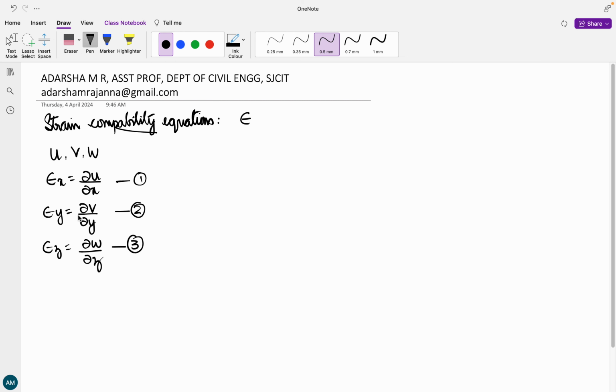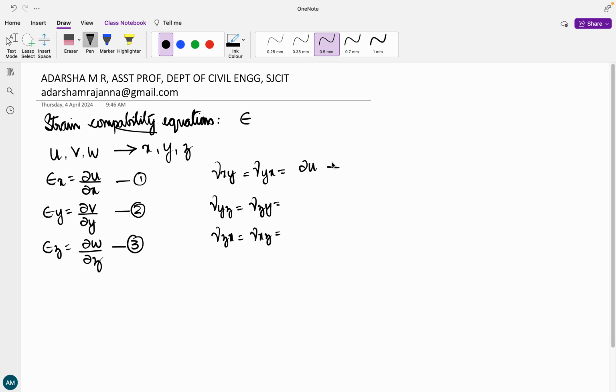Now these are the normal strains. Similarly, we have the shearing strain, which is represented by gamma. So we have three planes: gamma xy, which is nothing but gamma yx, then gamma yz, which is nothing but gamma zy, and then gamma zx or gamma xz. Okay, so gamma xy, I'll tell you how to write it. We have x and y, so x means it is dou u, y means it is dou v.